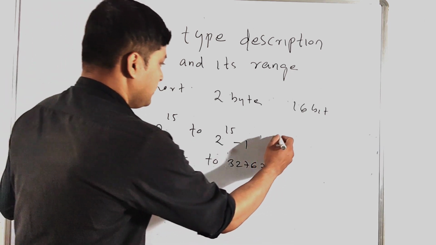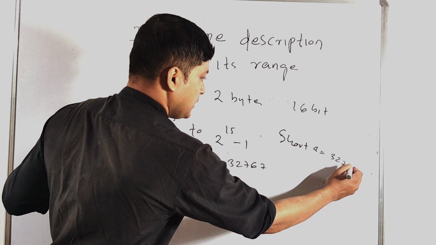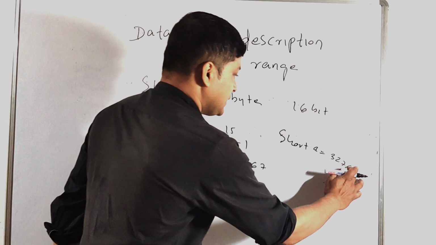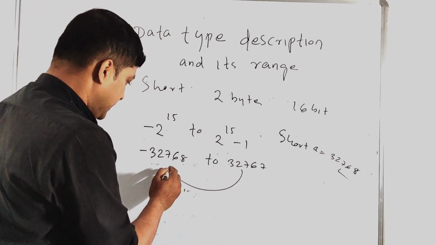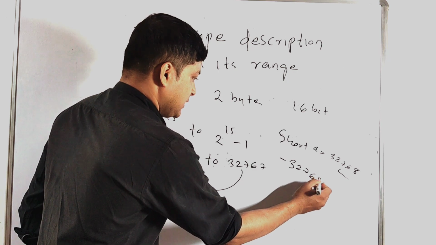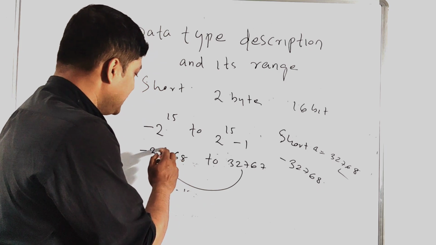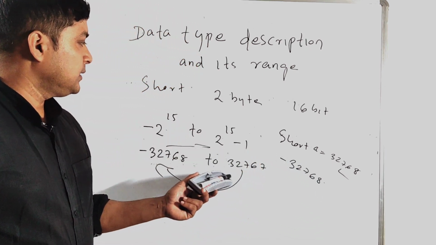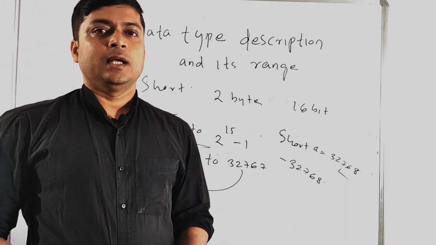Suppose I take short a equal to 32767, it's okay. But if you take short a equal to 32768, then its value comes back to minus 32768. This way, if you take an extra value, the value automatically wraps around to the lower end. So we can find the short range and byte range, and this way you can calculate the integer range and long range.